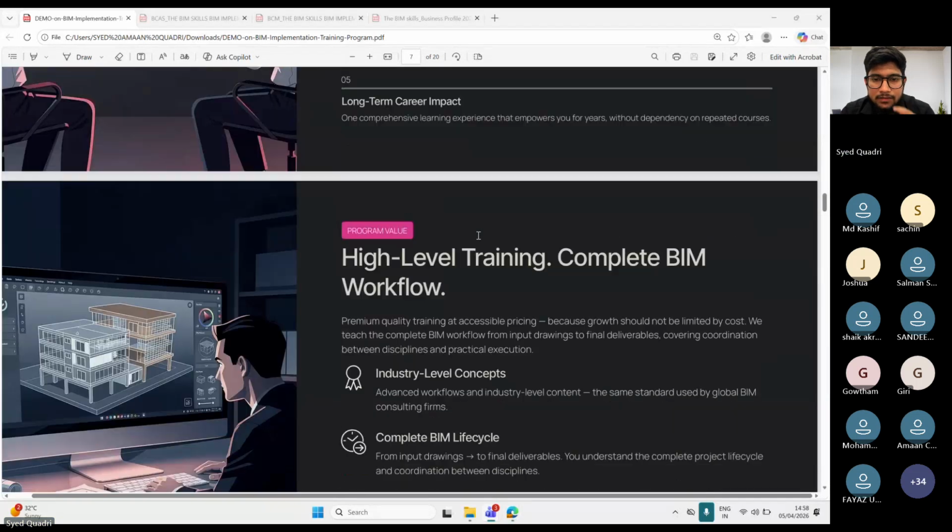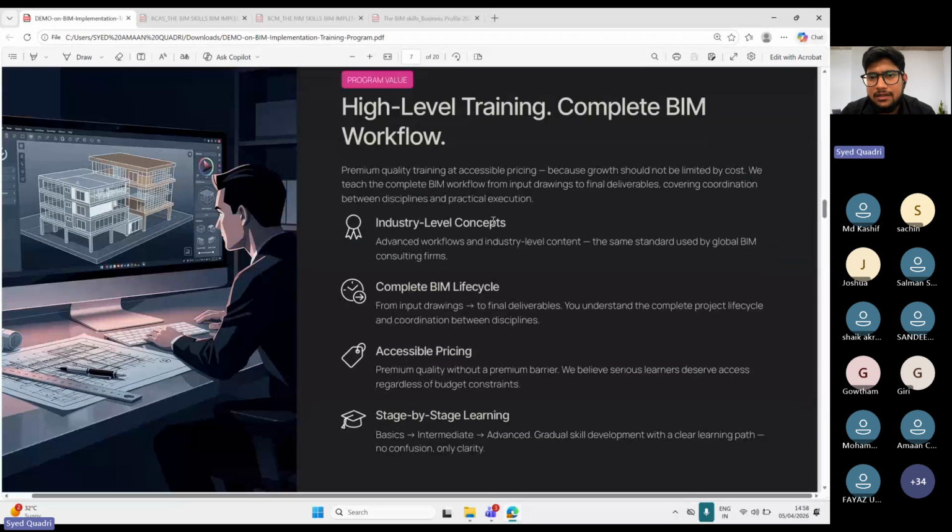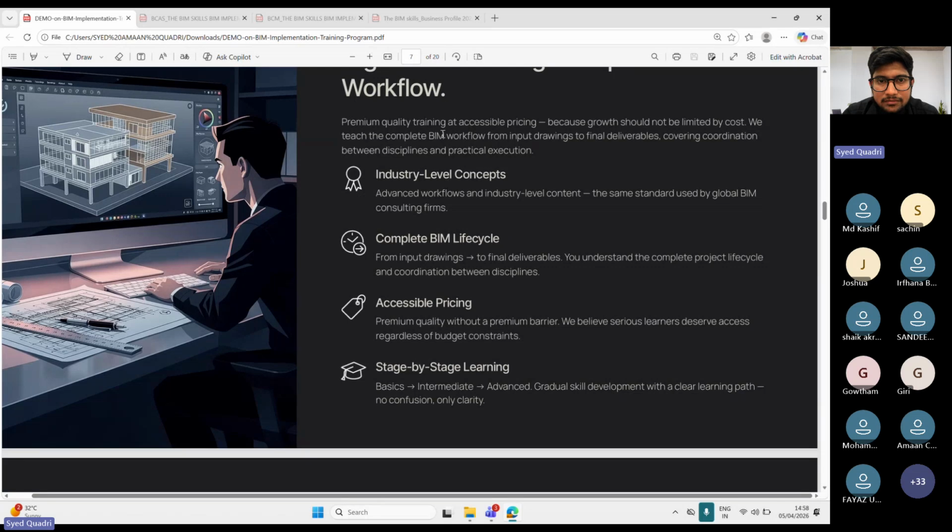As we discussed, high level training, complete workflow. The good thing is you're getting premium quality training at an accessible price because we believe the growth of any candidate should not be limited by cost. We teach the complete BIM workflow from input drawing to final deliverables, covering coordination between disciplines and practical execution. You'll understand industry level concepts, the complete BIM lifecycle from 3D to 8D, and you're getting accessible pricing.